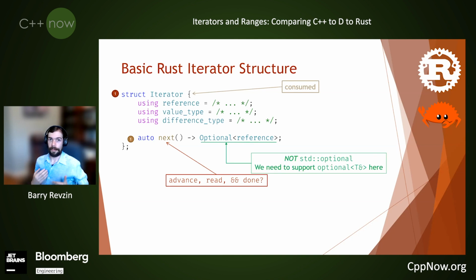Now, it's important to point out that this Optional that I'm using here has a capital O, because this is not std::optional. It is very important in this model that we be able to support optional references. And std::optional does not support optional references, and so it's simply unusable in this problem space.